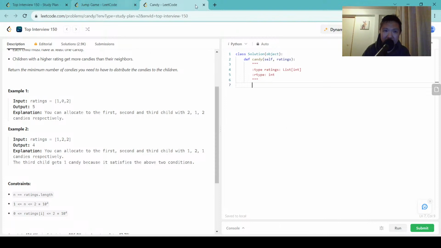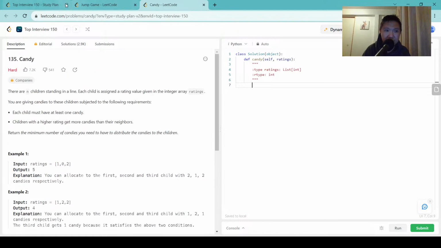Today, I was convinced by one of my friends to try out a hard problem. So far, we've been doing easy and medium problems. Today, we're going to try a hard problem. The name of this problem is just called Candy, which is very appropriate since Halloween is tomorrow, and some of you might be giving out candy. Now, let's start by reading this problem together.